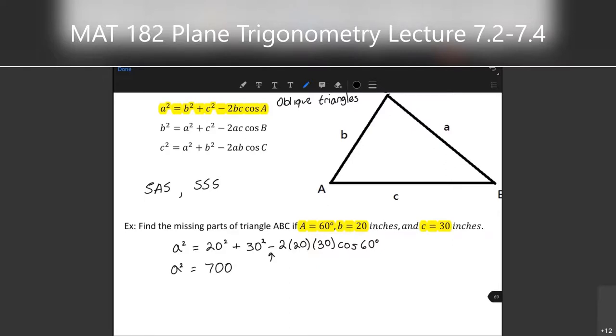Well, 700 is not the correct answer for A yet. Notice that we still have an A squared. So we will have to take a square root for the final solution. Gotcha. For A, if we take a square root of 700 here to get A, and again, we'll just take the positive root for 700. Let's just round to maybe one decimal here.